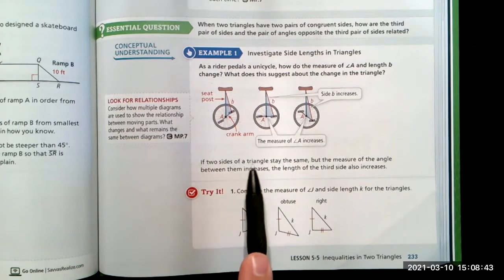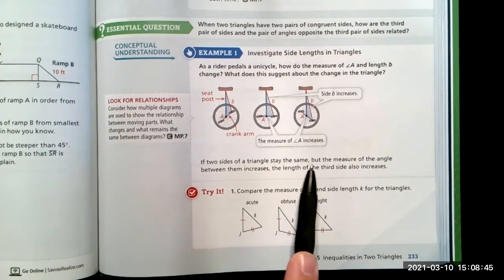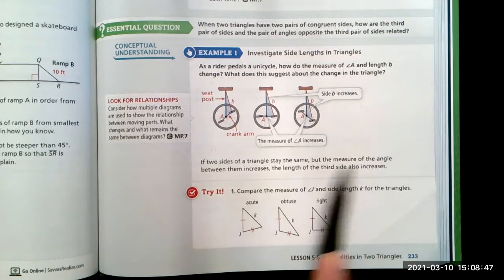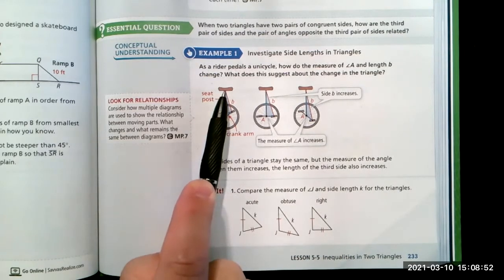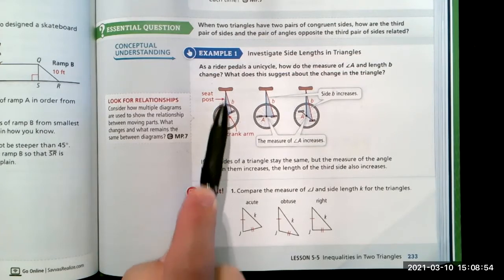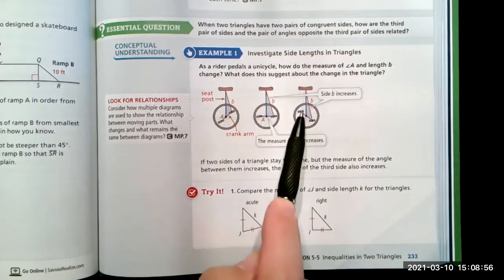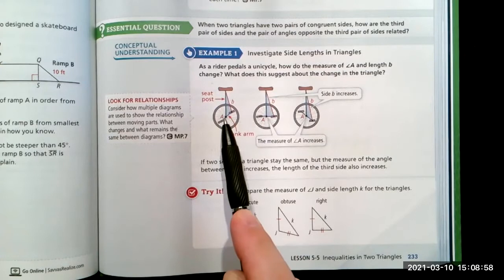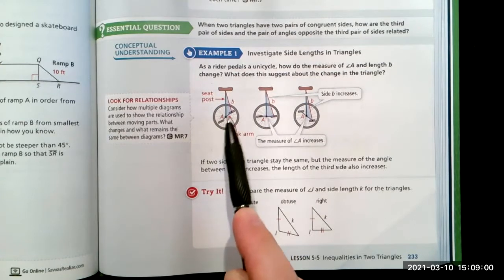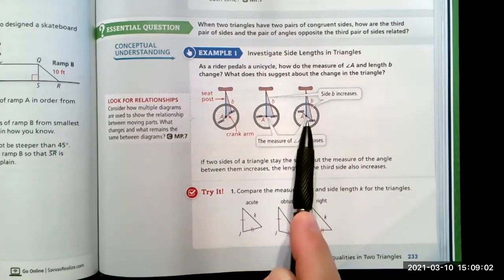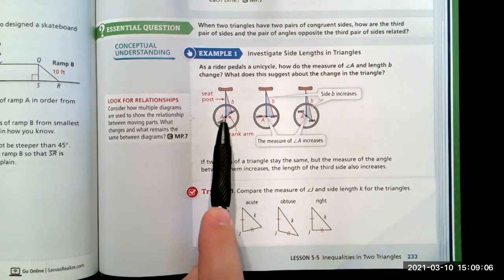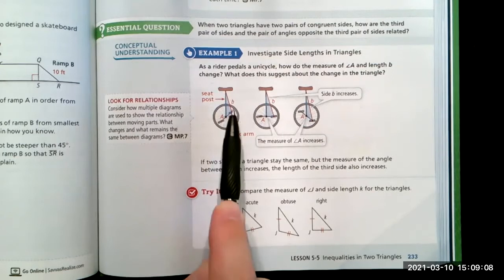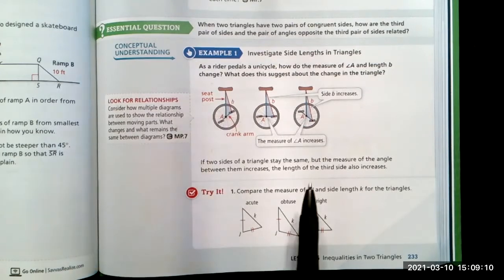If two sides of a triangle stay the same, but the measure of the angle between them increases. One thing you'll notice is that between the seat and the middle of the wheel, that length didn't change. It's the same length. Between the middle of the wheel and the bike pedal, that length didn't change either. The only things that changed were the angle, which in turn changed that third side length.